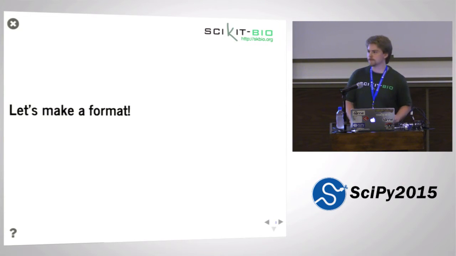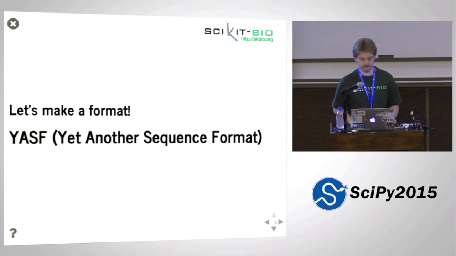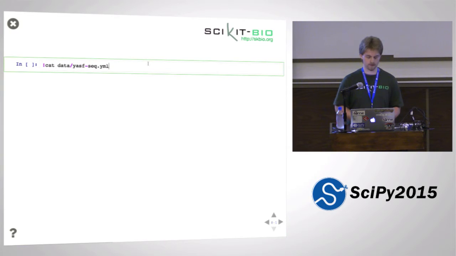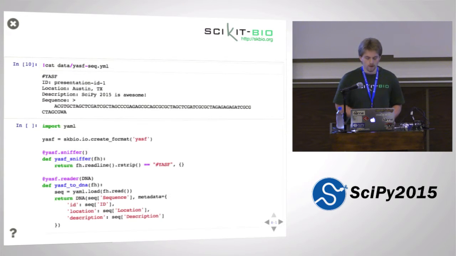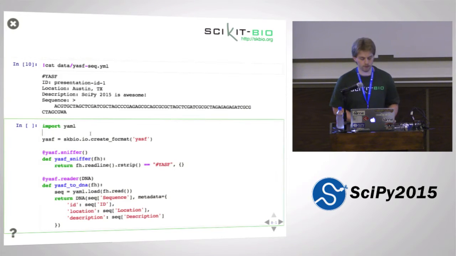So in accordance with Law's first law, let's create a format for this presentation. We'll call it Yossef, yet another sequence format. We invented this on the plane flight over, and it looks like this. So we see we've got some basic metadata. We've got ID, location, description, and sequence. Our killer feature here is location. FASTA doesn't have location. We can tell Scikit-Bio about this in a fairly straightforward way.